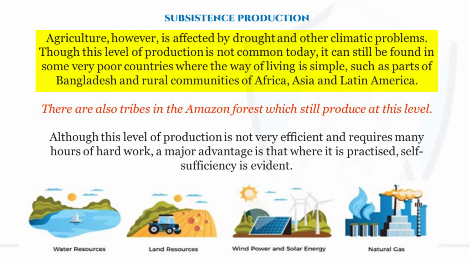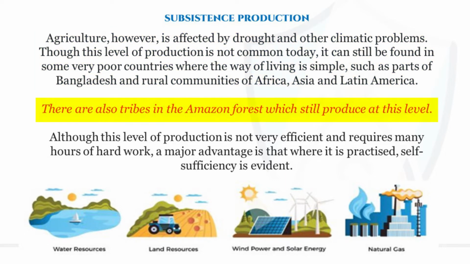Subsistence production. Agriculture, however, is affected by drought and other climate problems. Though this level of production is not common today, it can still be found in some very poor countries where the way of living is simple. For instance, Bangladesh, rural communities of Africa, Asia, Latin America, and Guyana. There are also tribes in the Amazon forest which still produce at this level.